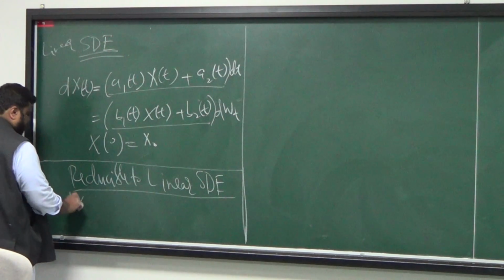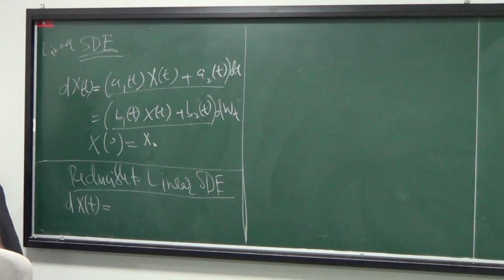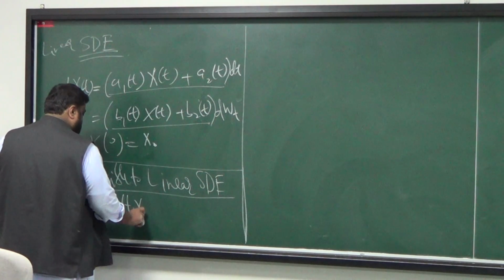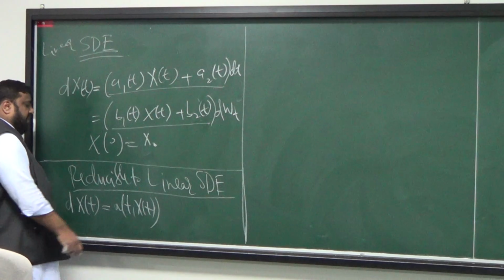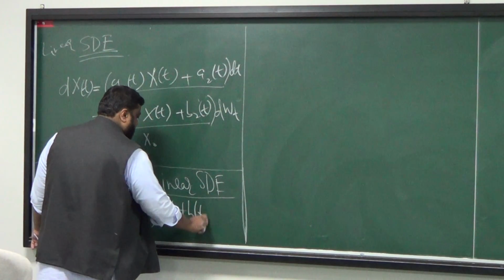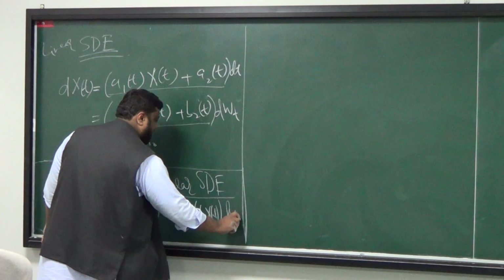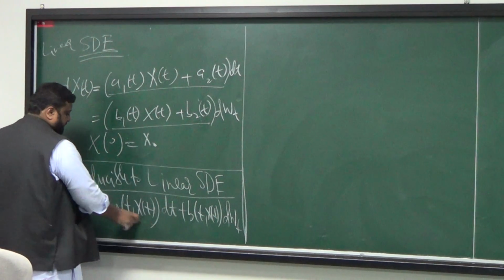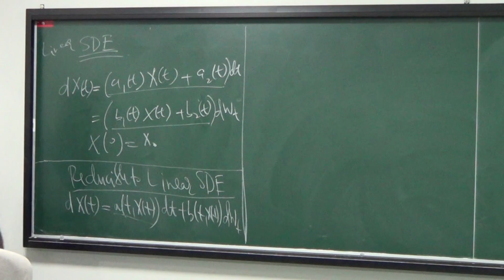So imagine I have a non-linear SDE of this form, dX(t) equals a(t, X(t)) dt, where the drift depends on time and X(t), plus b(t, X(t)) dW(t). In other words, the drift and diffusion are these functions, and one of these functions could be a non-linear function. The question is how to solve such kinds of SDEs. Not all such SDEs can be solved, but there are specific kinds of SDEs that can be dealt with.